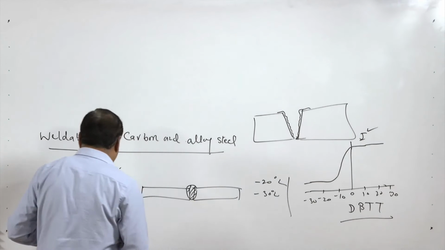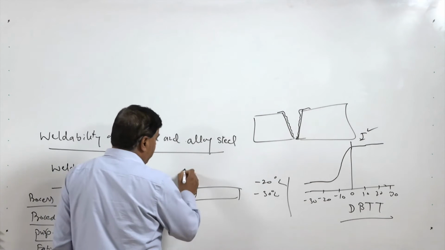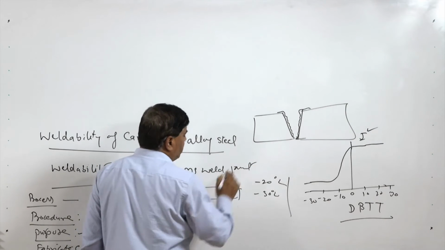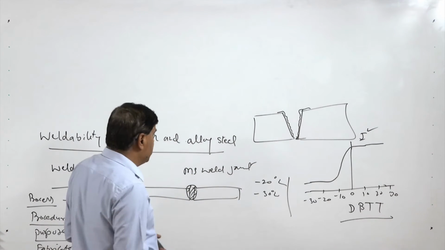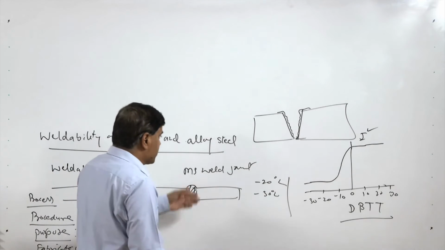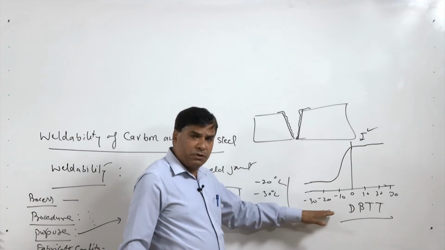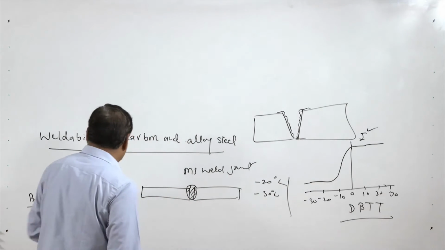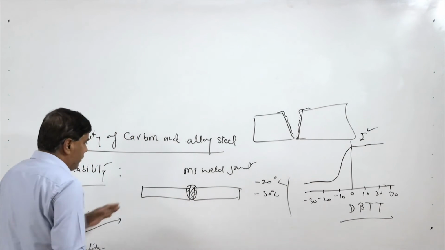So, as far as purpose is concerned, the MS weld joint performs very well under normal ambient conditions, weldability is good, but if the same weld is used under sub-zero conditions, then the joint will not perform and it will fail very prematurely. So, it will not be good for the weld joint.